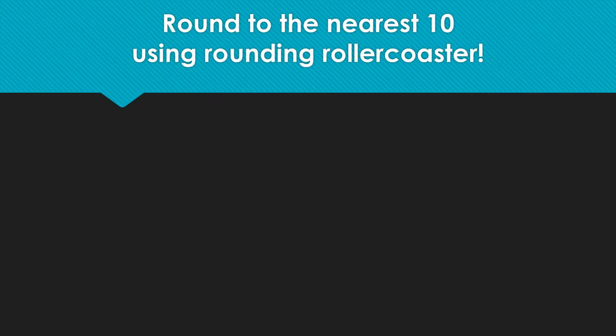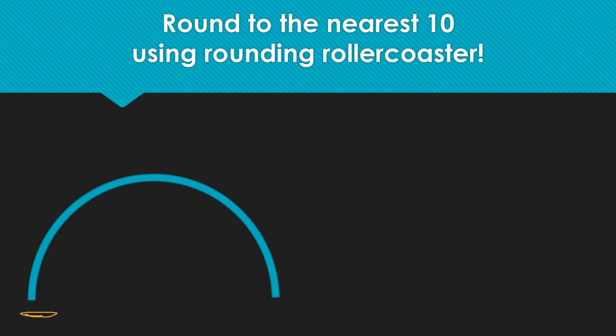Now we're going to round to the nearest 10 using the rounding roller coaster. This is my arch of the roller coaster. It's the big hump that the roller coaster has to go over. If my roller coaster falls over here, that means my number is going to be rounded down. If my roller coaster falls over here, that means it's going to be rounded up. Let's add our numbers.